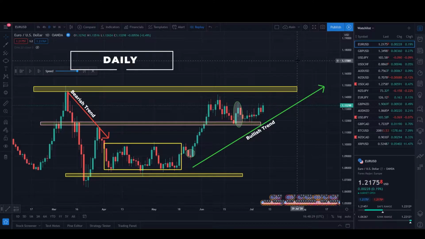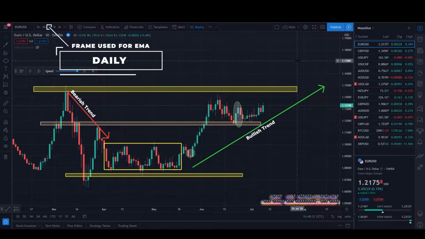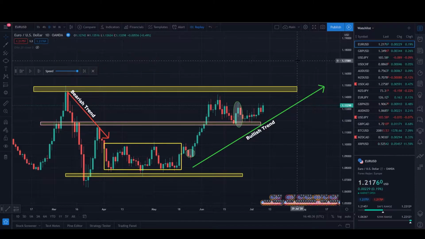So the first step is to set up your chart properly with the correct moving averages. So in today's strategy, we will use 20 and 50 EMA. It works for all the currency pairs so far, so you can use which one you like to.